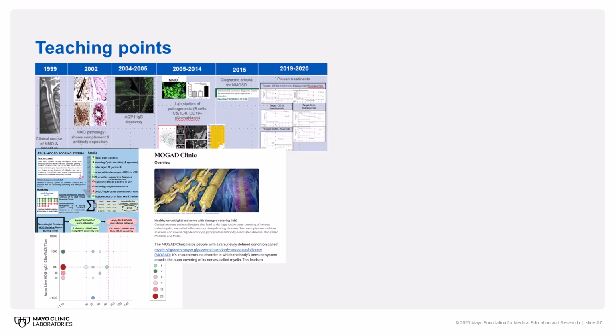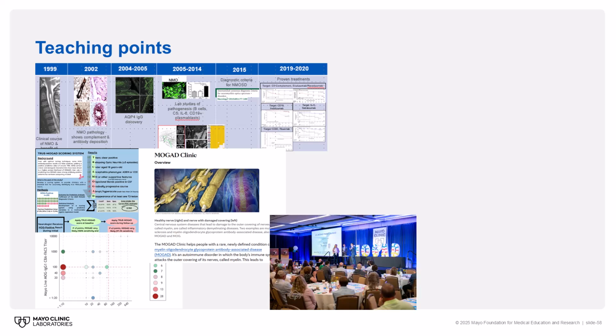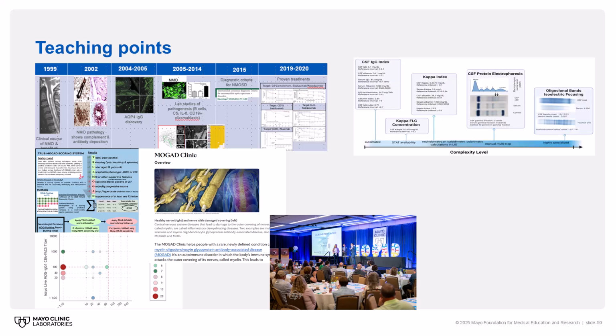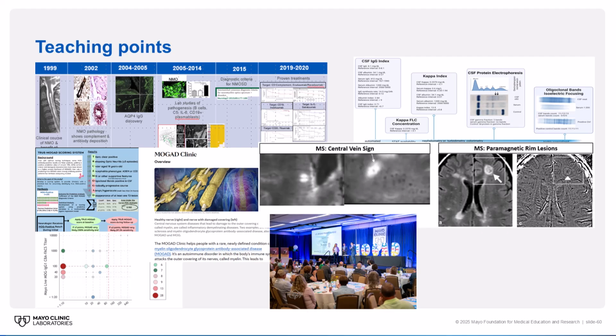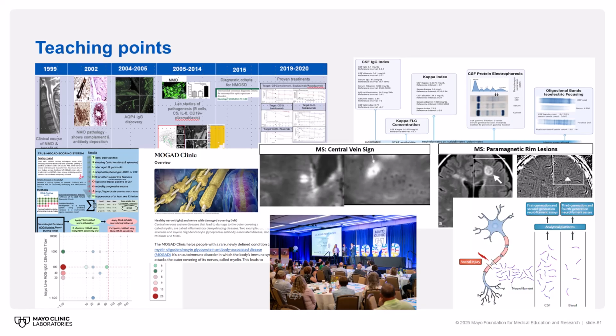We talked a little bit about the MOGAD clinic and having a multidisciplinary care for our patients with MOGAD. We talked about the MOGAD patient day and how that is a great way to advocate for patients. And then we talked about the kappa-free light chains being incorporated into updated diagnostic criteria, along with new imaging signs, the central vein and paramagnetic rim lesion, and under study, including neurofilament light chain and others that are available out there.